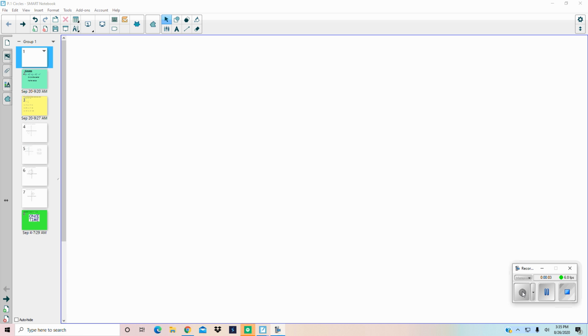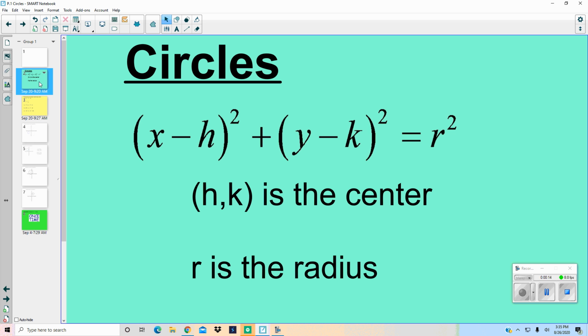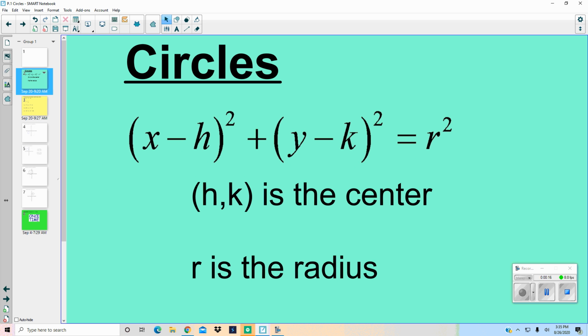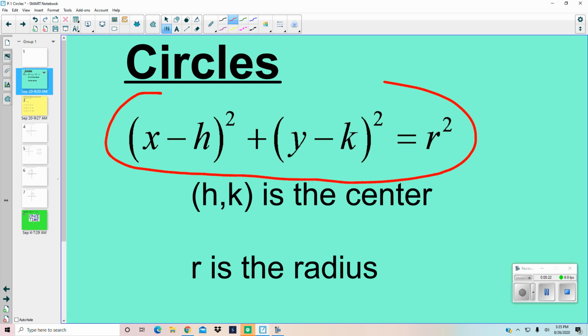Hi folks, we're going to move on to circles and use the distance formula to find the equation of a circle. Right here is the equation of a circle: (x - h)² + (y - k)² = r².